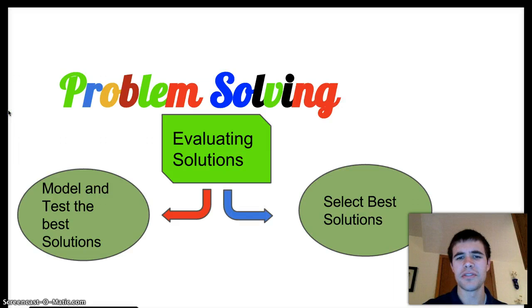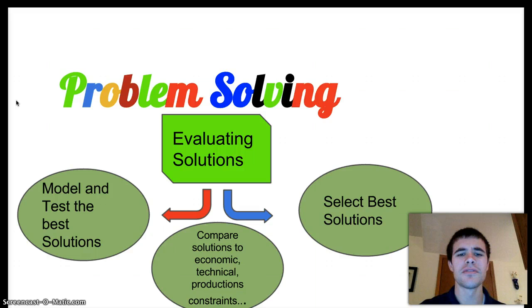And then select the best solutions. After you've modeled and you find out some aren't going to work, you have to just pick one solution that you're going to go with. And then compare solutions to economic, technical, production constraints. There's all kinds of constraints, but if you don't have enough money to solve the problem, then it's not viable to use that option or solution. Or if nobody produces the part that you want to use, then how are you going to use it? So there's a lot of constraints we have to consider when evaluating which solution you're going to use.